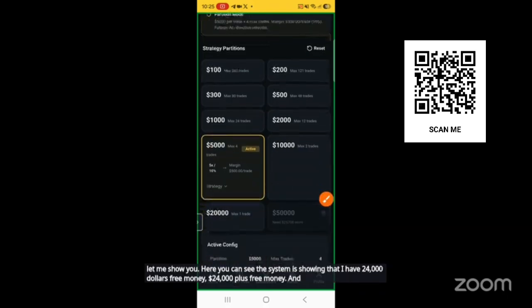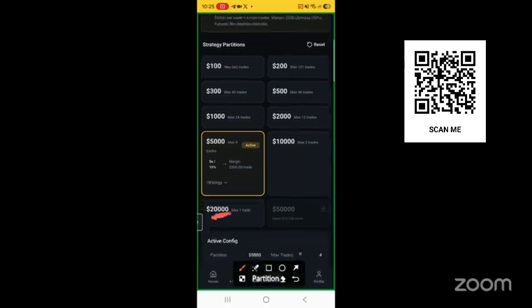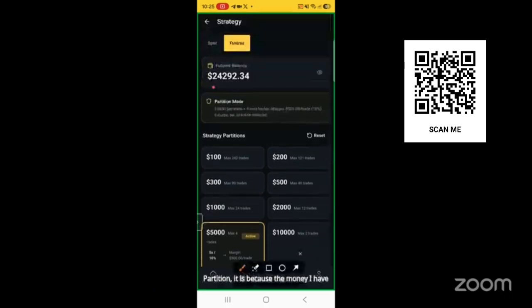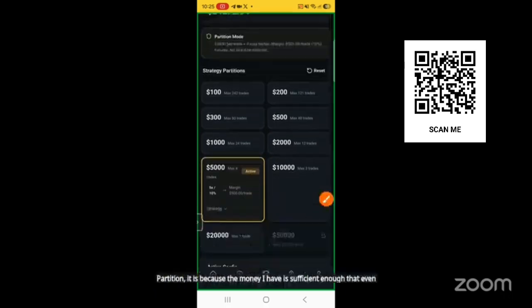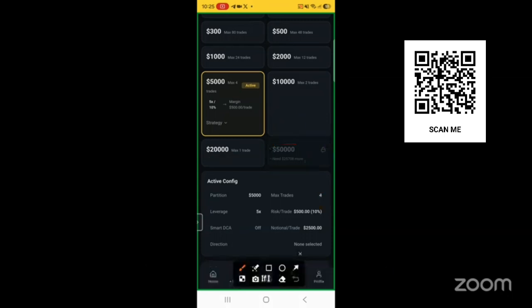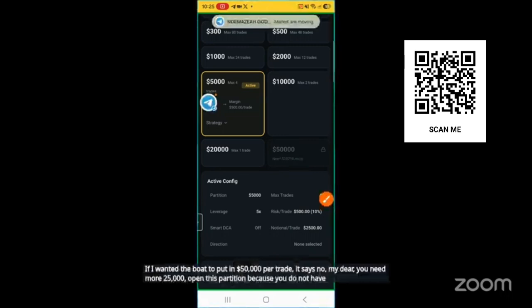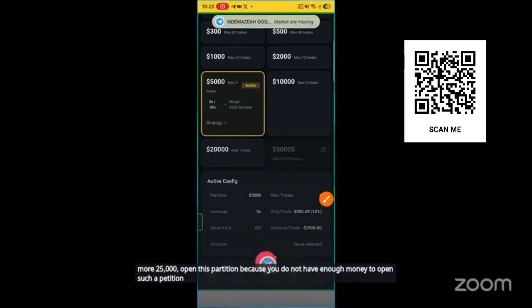And now you can see it has opened partitions up to the $20,000 partition. It is because the money I have is sufficient that even if I wanted to put 20,000 in each trade, it would open. But look at this. The $50,000 partition is locked. Do you see this lock? Why? It is because if I wanted the bot to put in $50,000 per trade, it says, no, my dear, you need 25,000 more to open this partition because you do not have enough money to open such a partition. Now, I hope we understand.